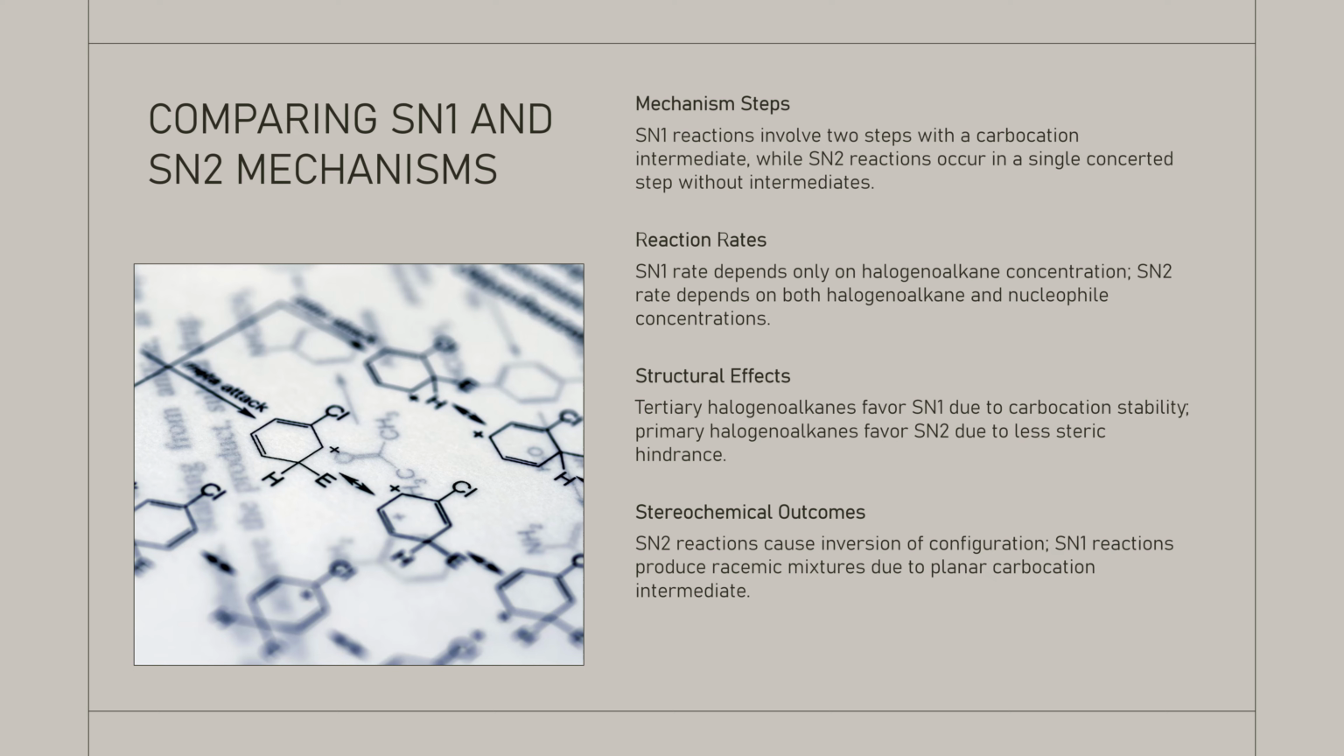The rate of an SN1 reaction depends only on the concentration of the halogenoalkane, while the rate of an SN2 reaction depends on both the halogenoalkane and the nucleophile. Structural factors are also critical. Tertiary halogenoalkanes favor SN1 due to carbocation stability, while primary halogenoalkanes favor SN2 because of reduced steric hindrance.